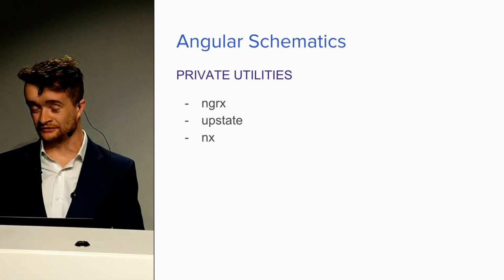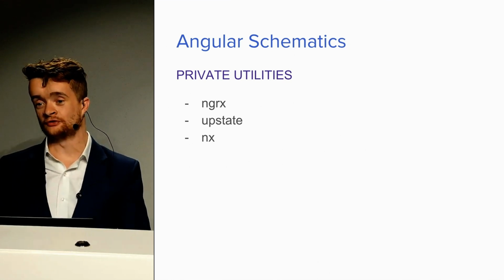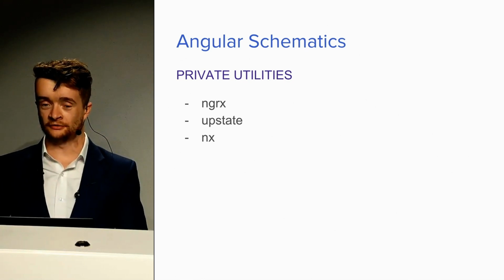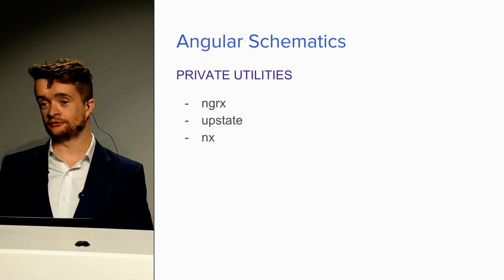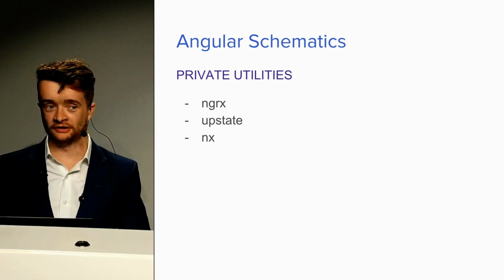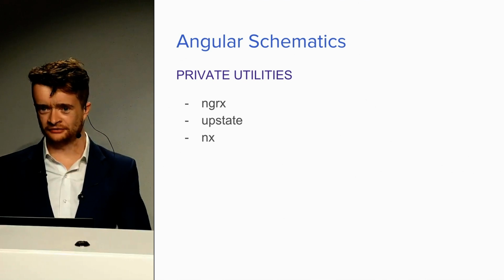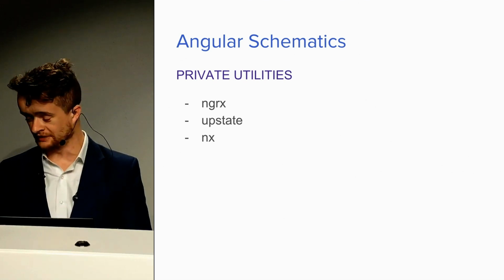The way that any of these projects here, whether it's NgRx, whether it's the Upstate schematics, or whether it's Nx, they copy and paste code out of the Schematics Angular project and include it in their own project. And that's as a result of there being no guarantee of a stable public API. And in some ways, you could imagine that's unintuitive to develop with.